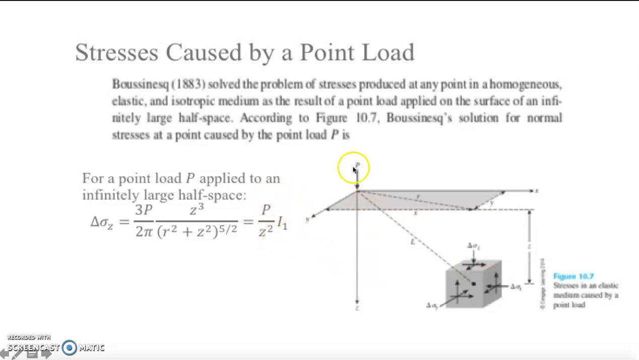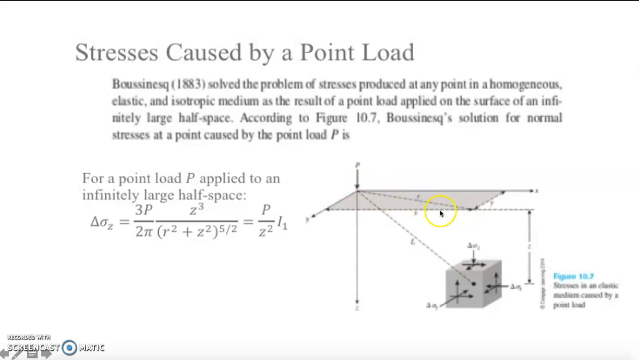So our P is the intensity of our point load. Our Z is the distance from this surface, from this plane where our point load is acting, towards the point where you're going to compute the stress. Our R is this distance. This is the R that you're going to obtain.